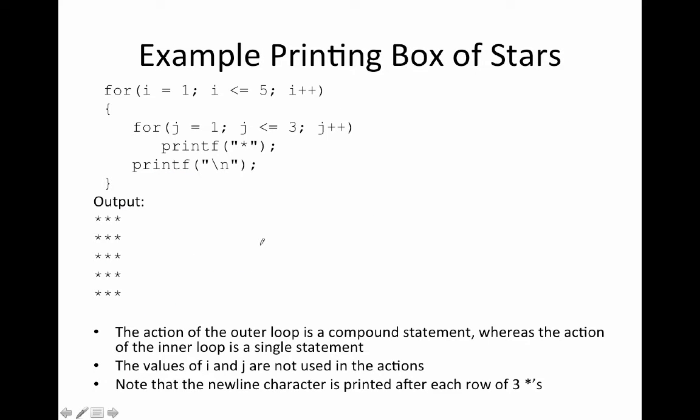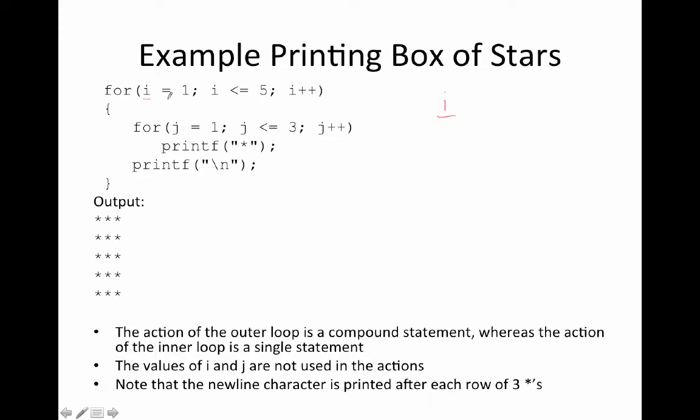So here's an example of printing a box of stars. So we're going to end up printing a 5 by 3 box of stars. So we have an outer loop that loops 5 times and an inner loop that loops 3 times. So let's keep track of the loop variables.